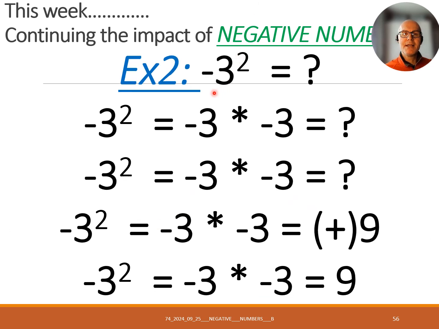This example, negative 3 squared. What is negative 3 squared? Negative 3 squared is negative 3 times negative 3. So we have a negative times a negative. Negative times a negative equals positive. Negative 3 times negative 3 equals positive 9, or just 9.